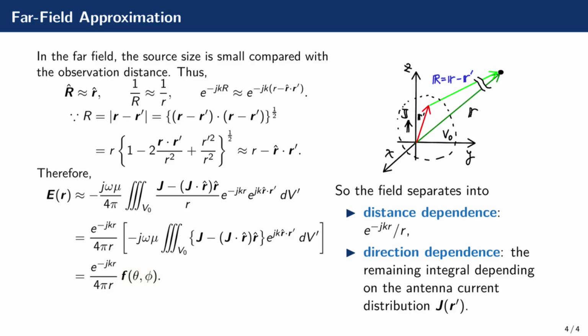So the conclusion is the following. For any antenna, the far field always decays as 1 over r and has the common phase factor exponential of minus jkr. What changes from one antenna to another is the angular dependence. That is the function f of theta and phi.